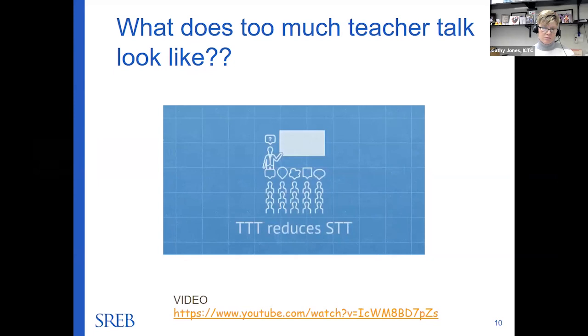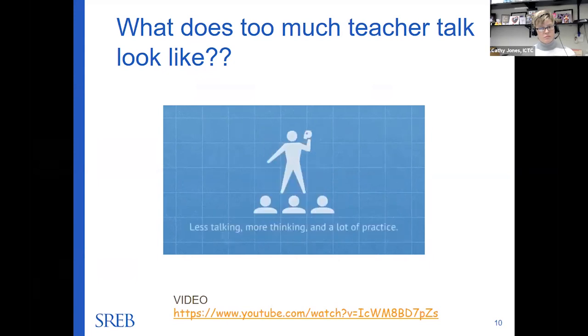Excessive teacher talk time limits the amount of student talk time. Think about it this way. If the teacher talks for half the time in a 60-minute lesson with 15 students, each student only gets 2 minutes to speak, and that's at a maximum. To speak or not to speak? That is the question. Changing the way we speak requires a little more thinking and a lot of practice.